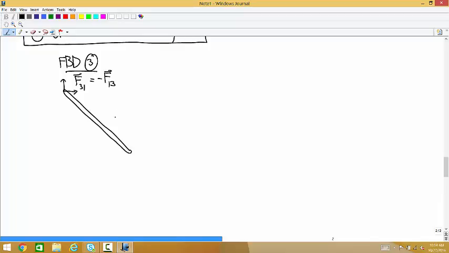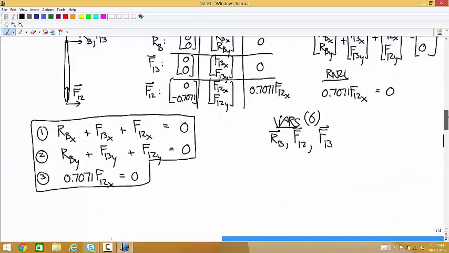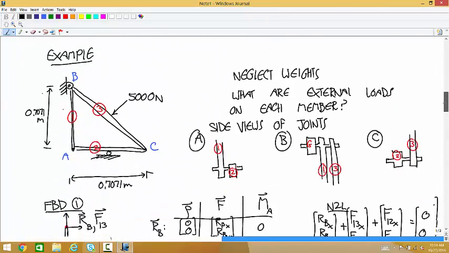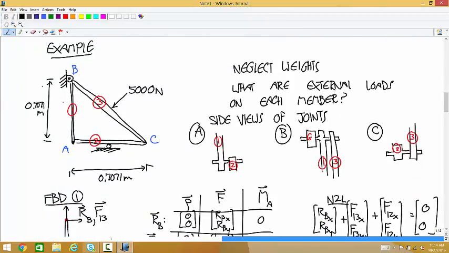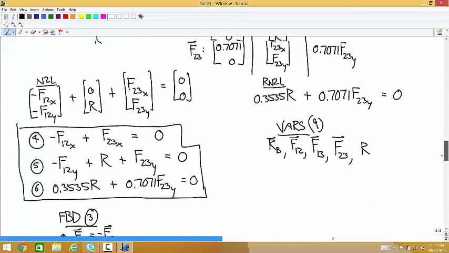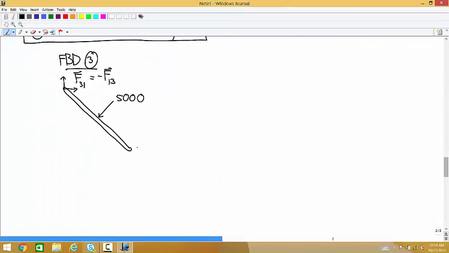And then at the midpoint, we have the 5,000 Newton force. And then down at the joint C, let's look at the side view of that. What members are touching 3? Just 2. And so down here we have the force on 3 by 2. Is that what we want to call that one? No, we already have 2, 3.